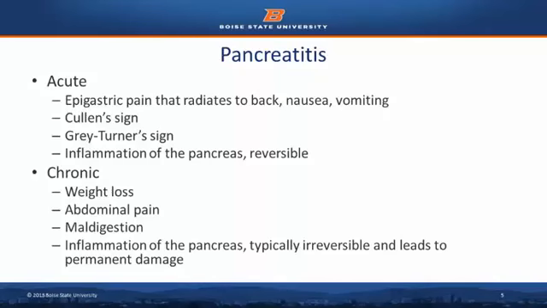A small percentage of acute pancreatitis occurs after undergoing an endoscopic retrograde cholangiopancreatography. Boy, that's even harder. I like to call that the ERCP.